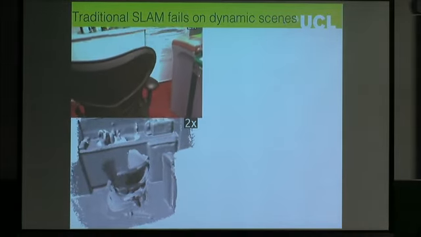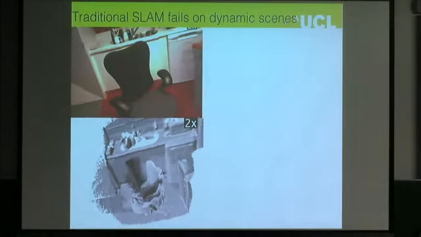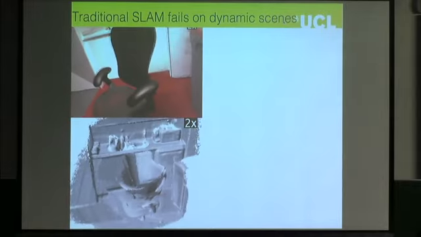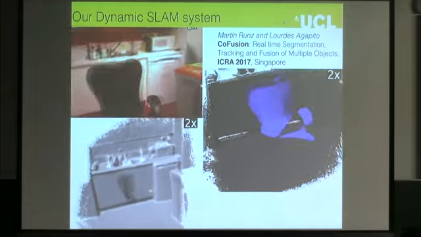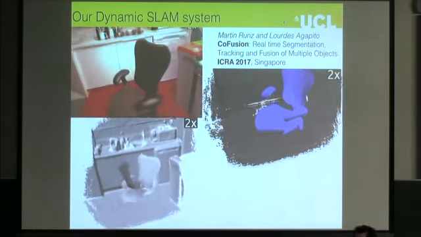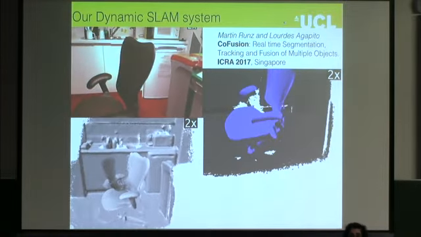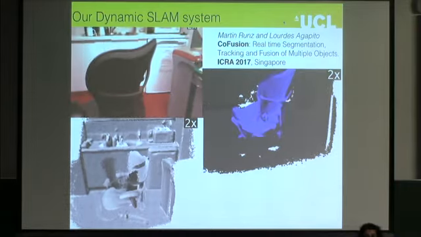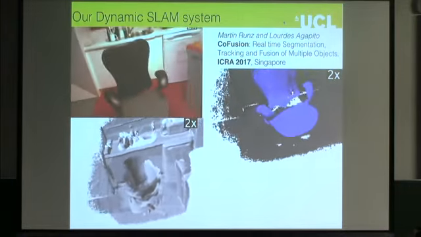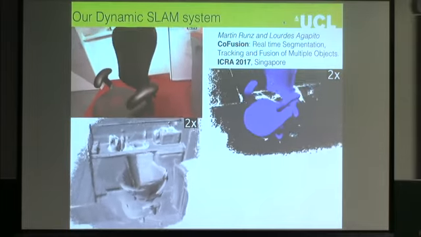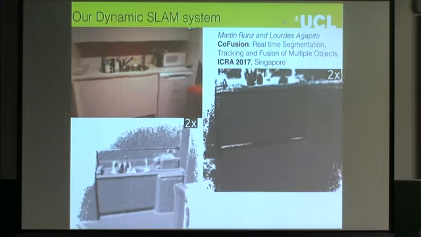Another option is that we could detect these as outliers and just eliminate them from the scene. But that's not what we want either. What we want is to be able to segment different moving objects and to be able to reconstruct the rich geometry of each of these objects independently. So this is what we're doing in this work. We've called this work Co-Fusion.